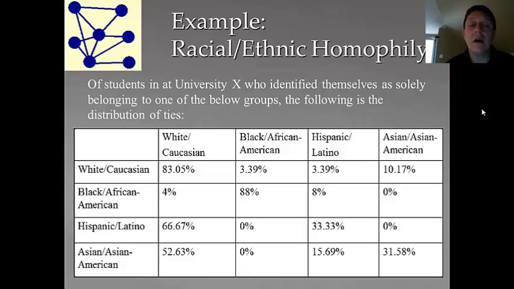For Asian Americans and Hispanic Americans, on the other hand, there's a significant amount of association with white students, indicating that racial homophily is not as strong. Although in each case the diagonal is bigger than what you would expect by chance, what we find at University X is a consistent racial and ethnic homophily, especially when it comes to white students and Black or African American students. It's a socially segregated campus.